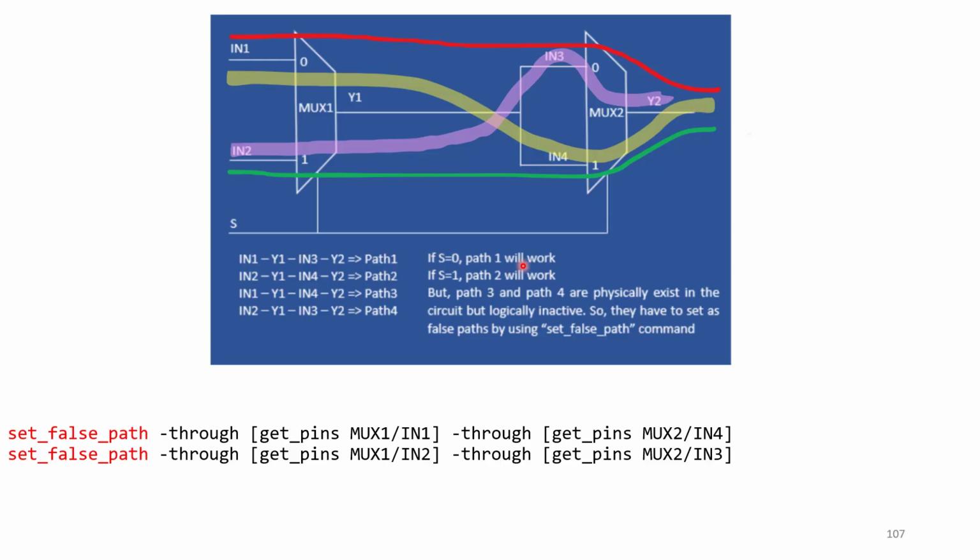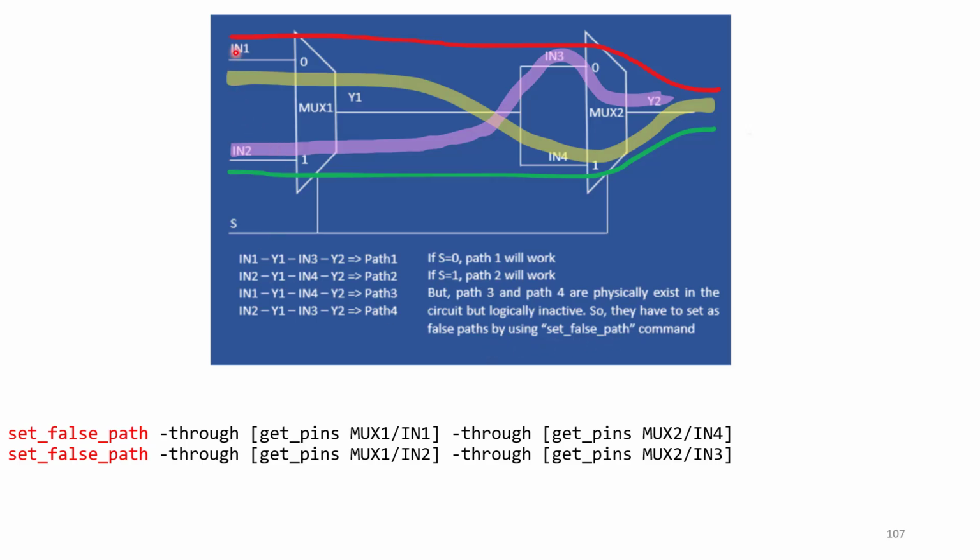If selection line is equal to 0, path 1 will work. Path 1 means this one: from input 1, Y1, input 3 and Y2. This is path 1 when selection line is equal to 0. When selection line is equal to 1, this is input 2, Y1, input 4, Y2. So these two will be present. Whereas the one highlighted with light yellow and this light pink do not exist. Path 3 and path 4 physically exist in the circuit but are logically inactive. They are physically present but logically inactive. So they have to be set as false paths by using the set false path command.